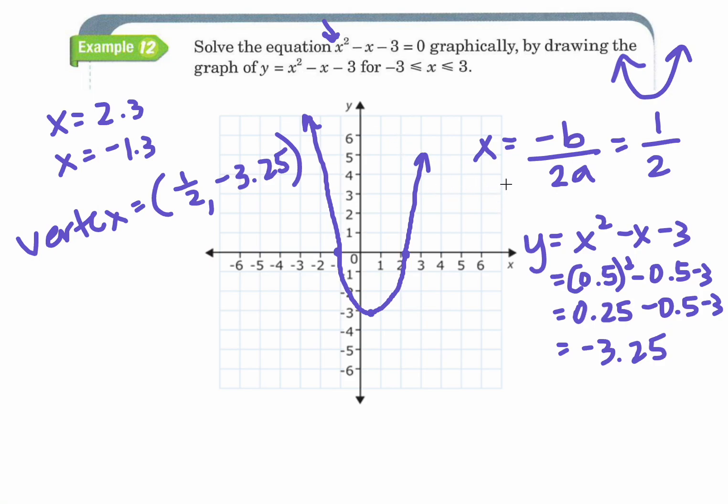And there we go. That's exactly where x is greater than or equal to negative 3 and x is less than or equal to 3. So it's going to look like that. Now I'm going to show you what it looks like in the book solution. Their graph is going to look a little different because their scale is different.